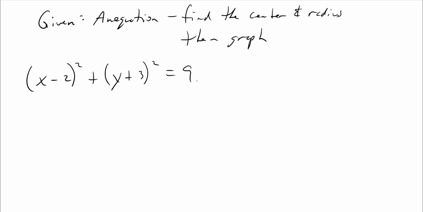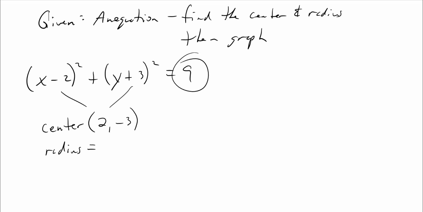So guys, the center is really easy, right? It's the opposite of these values. So my center is going to be positive 2 comma negative 3. That's easy. And the radius is super easy too. Remember, the radius is the square root of this number because this is really r squared. So the square root of 9 is 3. There you go.